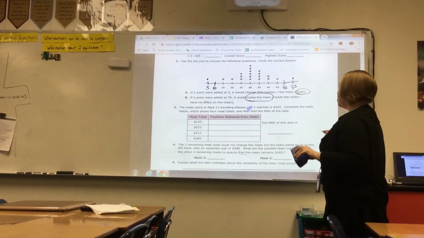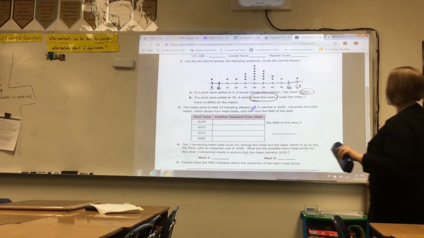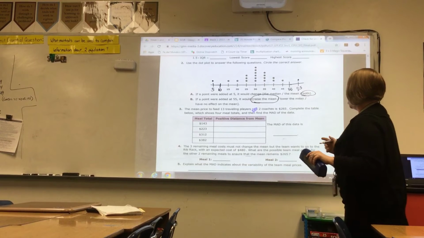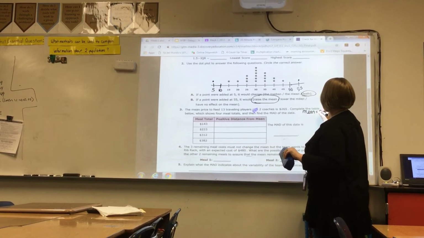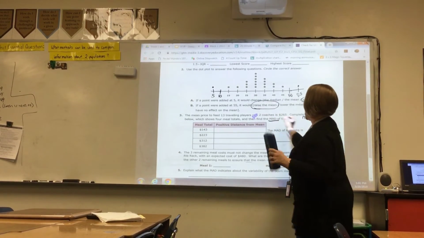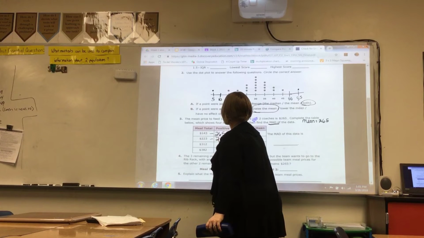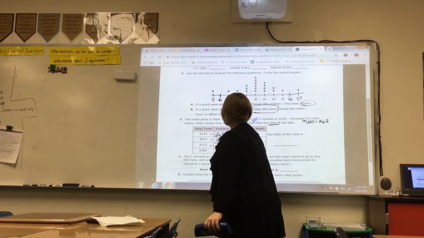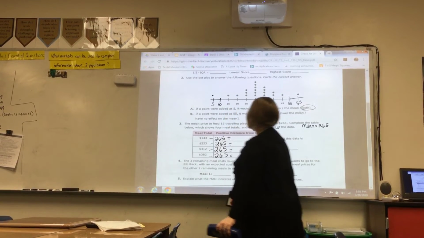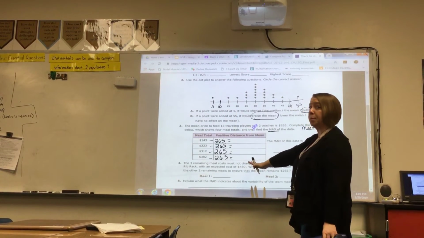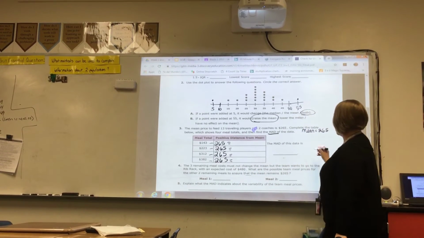All right, the mean price to feed 13 traveling players and 2 coaches is $265. So the mean is $265. So remember, they want us to find the MAD. All we have to do is subtract. So set up your subtraction. We're going to subtract the mean from here. Use your calculator. And remember, we don't care about positive and negative. We just want to know how many steps away it is, okay? So I'm not giving you the answers. Pause it and fill it in.